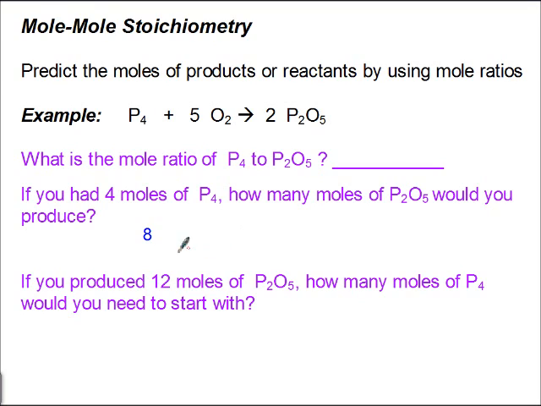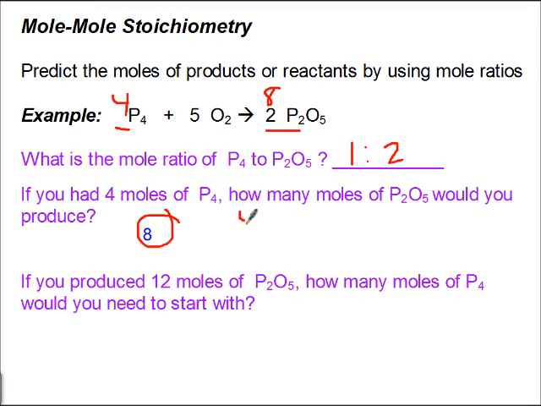For an example, let's say that we have a mole ratio, we're looking for P4 to P2O5. We can see that we have 1 P4 to every 2 P2O5. So if I had 4 moles of P4, 4 of these guys, how many moles would I make over here? Well, should I put the answer in here for you? I would make 8.